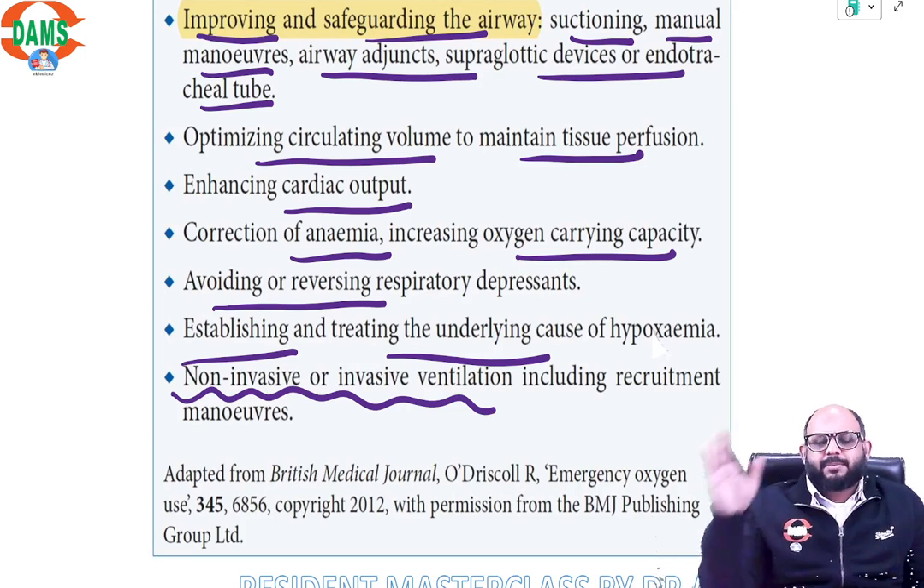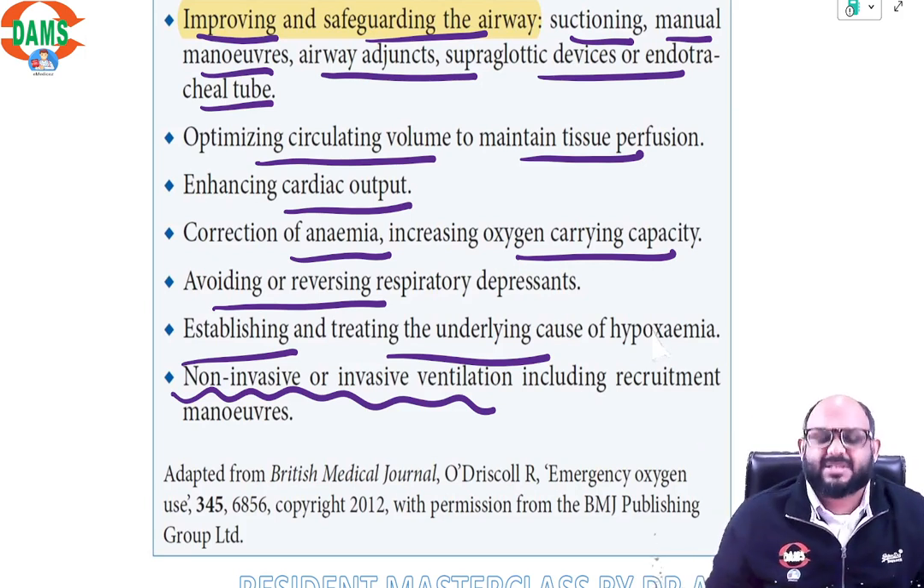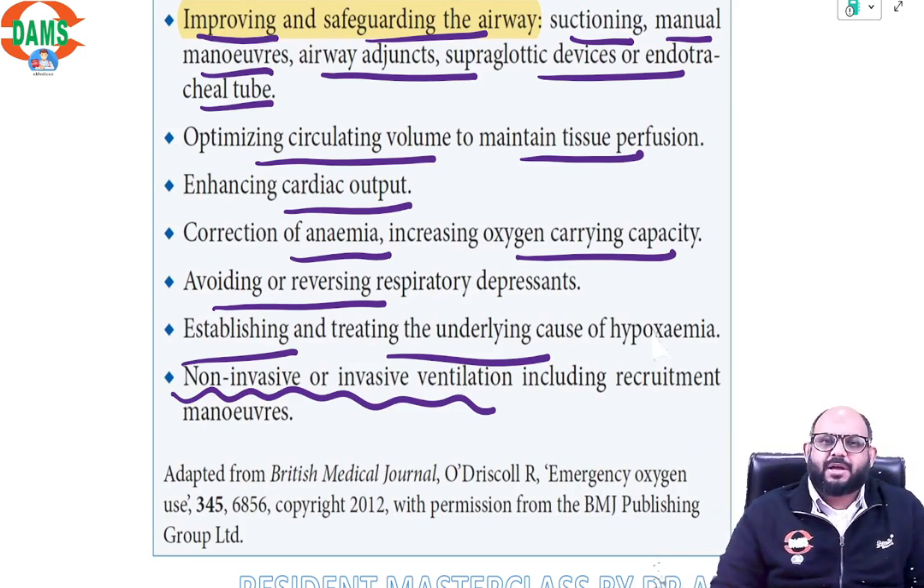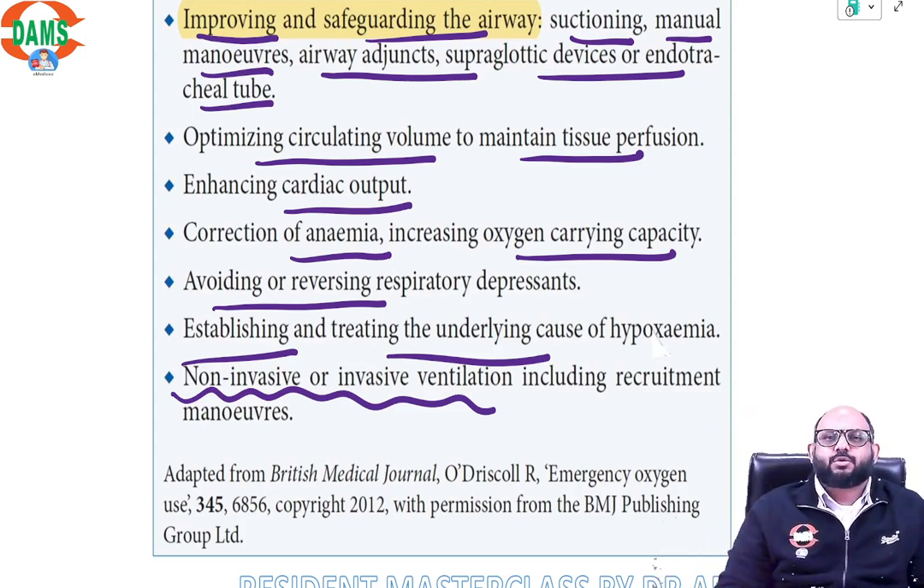If you remember the O2 delivery equation, it is cardiac output times O2 carrying capacity, and O2 carrying capacity is hemoglobin bound plus plasma, which is unbound or dissolved. Whenever you see a hypoxic patient where you suspect tissue hypoxia, you will look at the patient and realize, okay, I need to do these things.